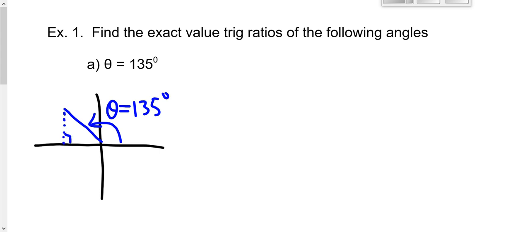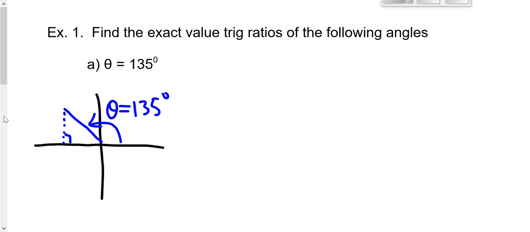Make a triangle. So in order to find all those trig ratios, the SOHCAHTOA stuff, we need to know the length of the opposite, adjacent, and hypotenuse. Then we can figure out everything. However, do we know the length of each side? No, we don't. So what do we do? Have a look. If this is 135, what is this angle here?